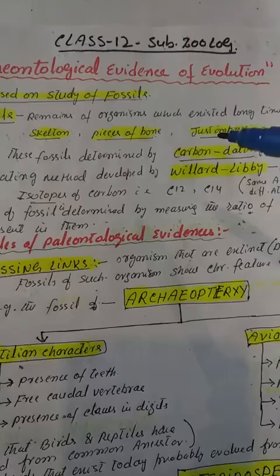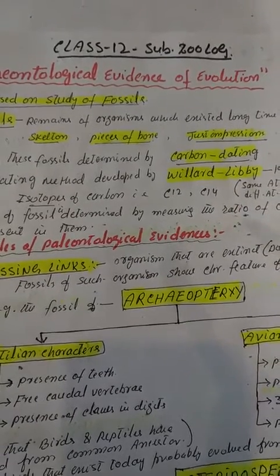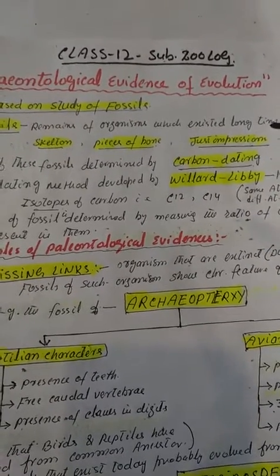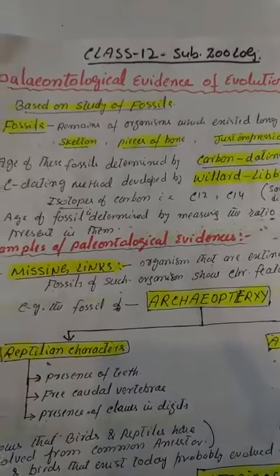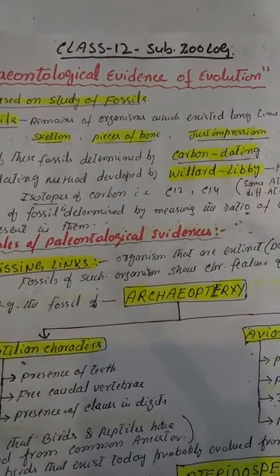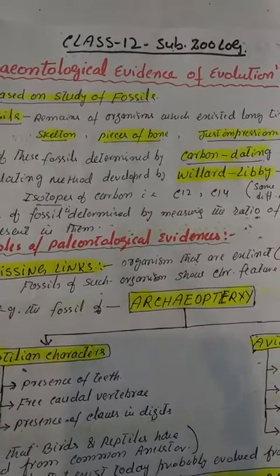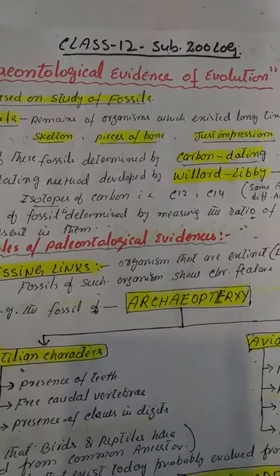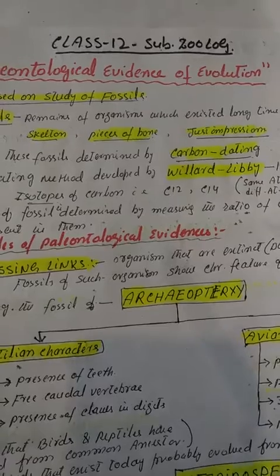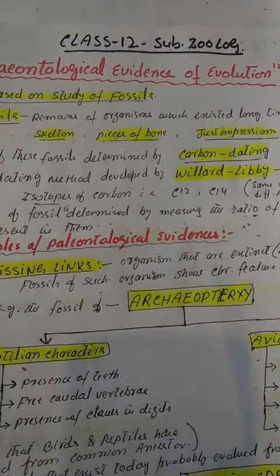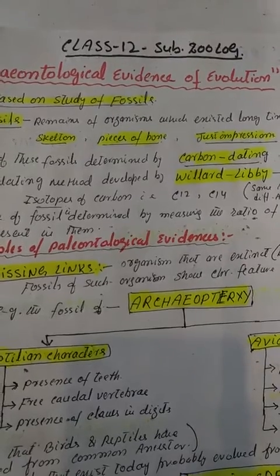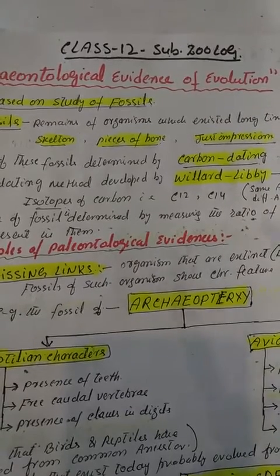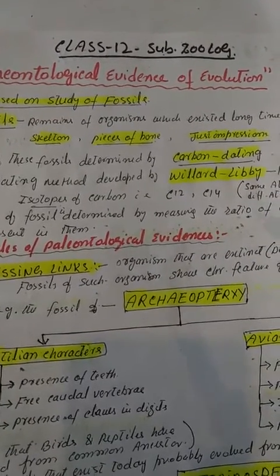Now, isotopes are the different forms of the same element with the same atomic number and different atomic mass. The age of the fossils is determined by measuring the ratio of these two forms of carbon, that is carbon 12 and carbon 14, present in them. And you must know that of these two forms, carbon 14 has the radioactive property, and radioactivity means that it is constantly decomposing or disintegrating.